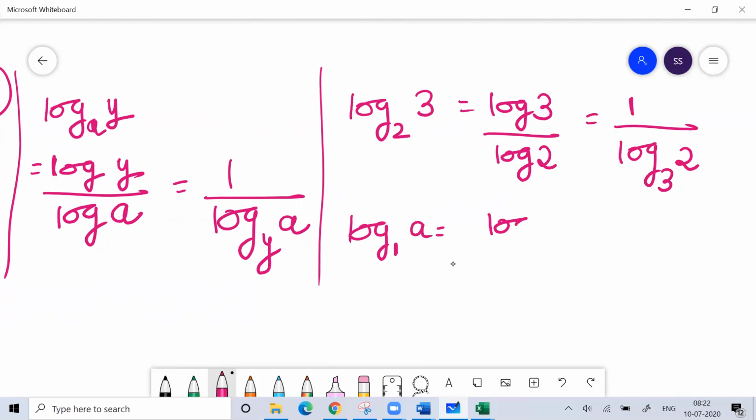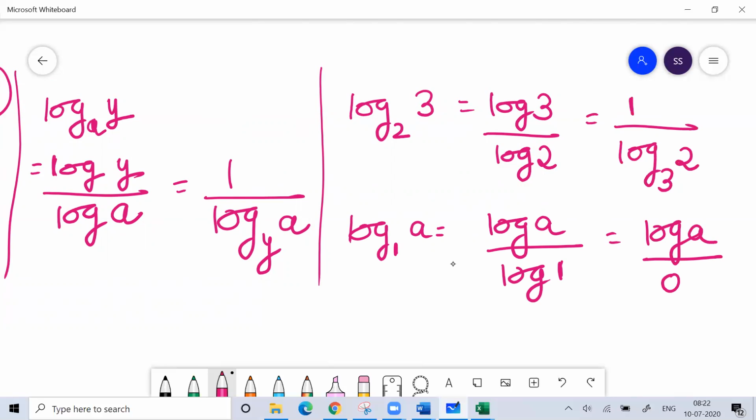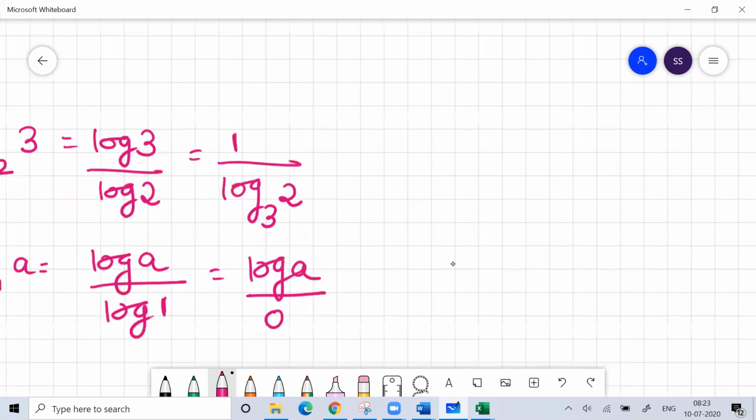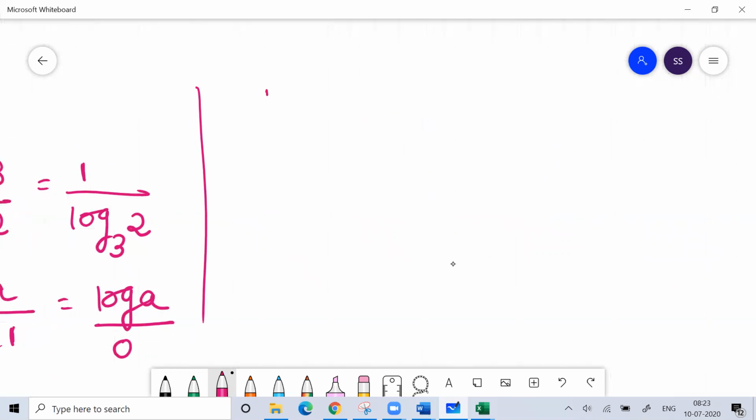Now suppose your base is 1. Then it becomes log a by log 1. Doesn't matter what your base is, log 1 is always 0. Any number divided by 0 cannot be determined. So that's why the base in log should not be 1. So you need to understand why log 1 is equal to 0.